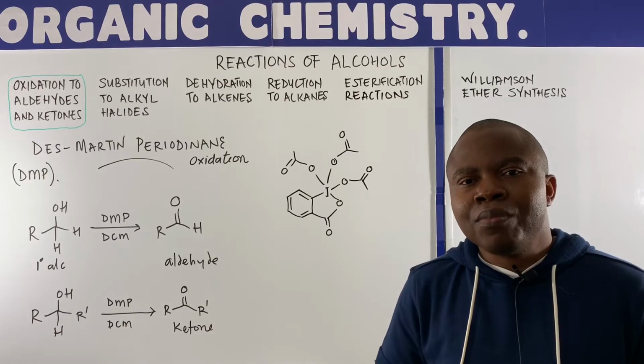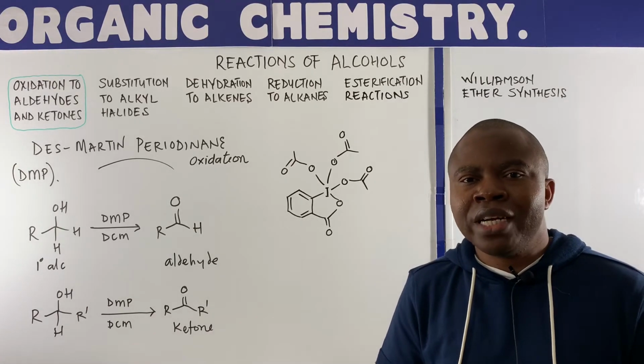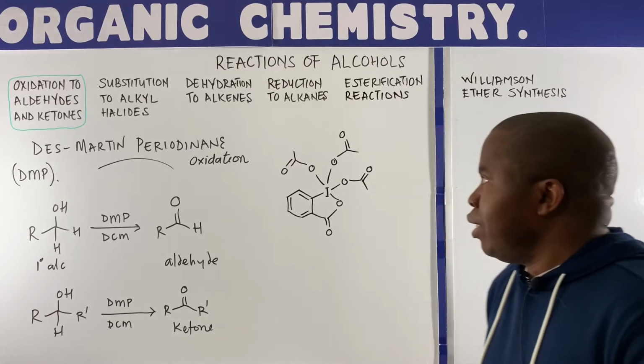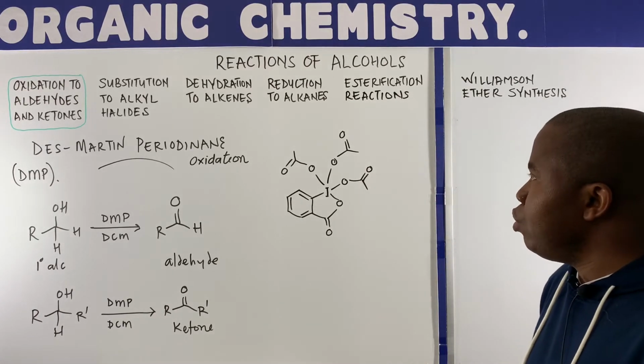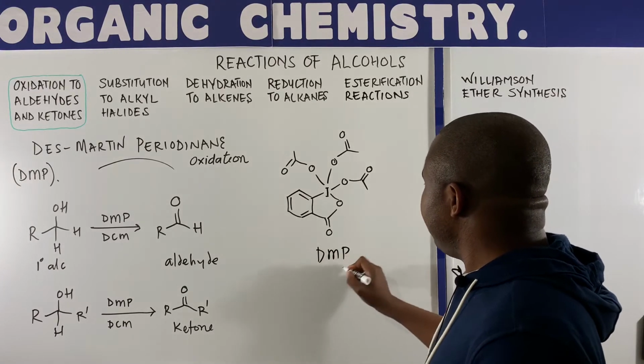The last example of oxidation methods for alcohols that we're going to talk about in this series of reactions of alcohols is the Des-Martin oxidation. In the Des-Martin oxidation, we use what we call the DMP reagents.